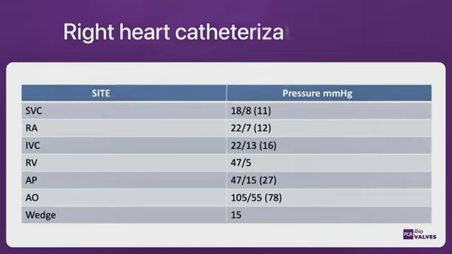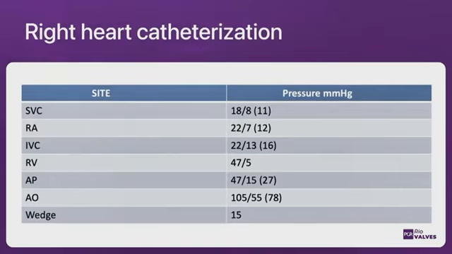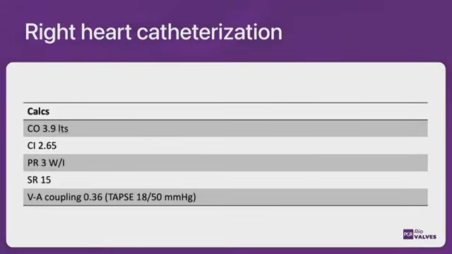Regarding the right heart catheterization, you can see that the central venous pressure is around 15. The pulmonary artery pressure is around 50 with a mean pressure of 30, and the wedge is around 15. Doing some math, you get a cardiac output of 4 liters and a right ventricle to pulmonary artery coupling of 0.35, due to a TAPSE of 18 plus 50 of pulmonary artery pressure.